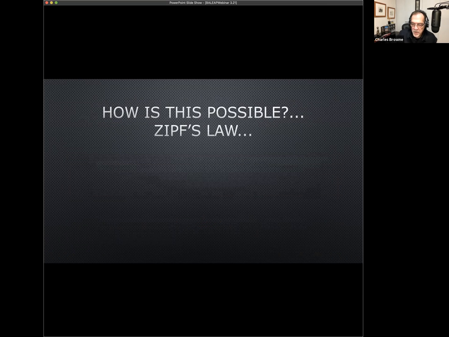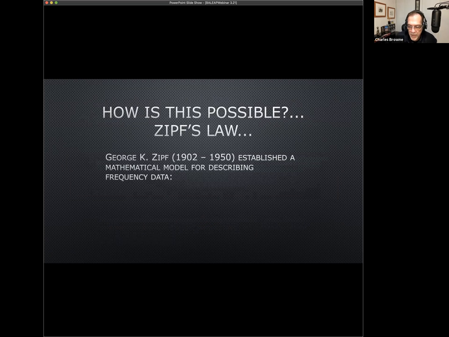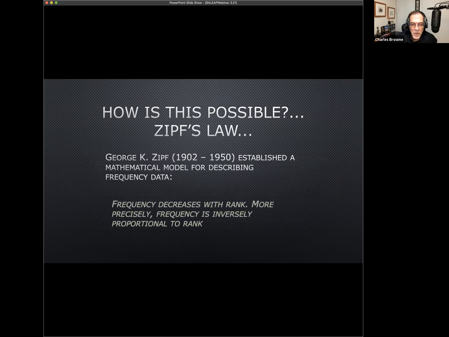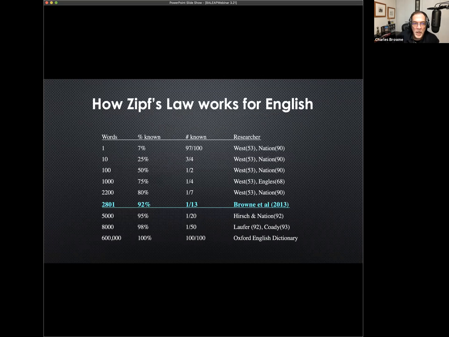Okay, so how is this possible? This has to do with a mathematical principle known as Zipf's law. Basically what the law says is that frequency decreases with rank. And no matter how much I read the next sentence, I never can really understand it. But it says more precisely, frequency is inversely proportional to rank. And unless you're a mathematician, that probably won't make automatic sense to you. So what I've done is created one or two slides that have a more visual representation of what Zipf's law is. What you can see here is just a simple chart.